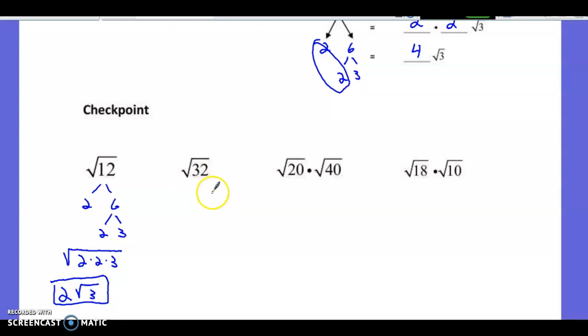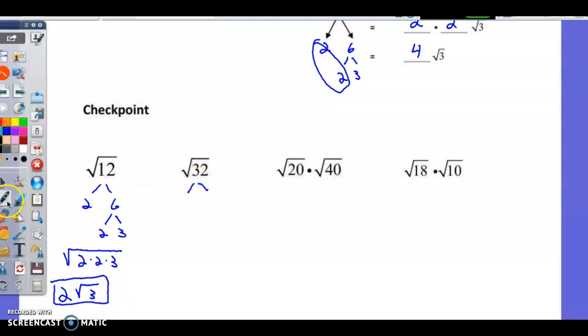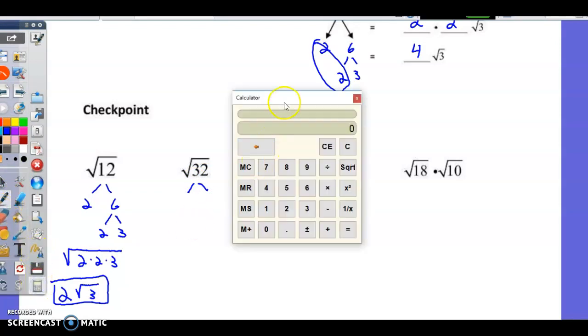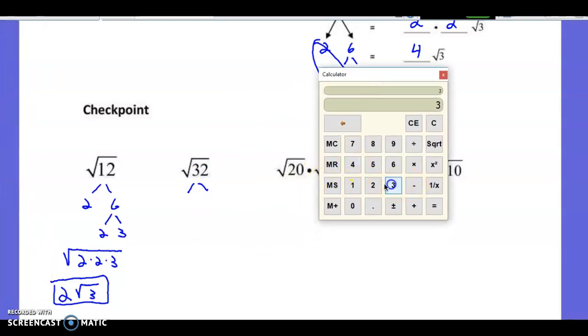All right, so now we're going to break down 32. So 32 we can divide. Remember, even numbers we can divide by 2. So I'm going to break out the calculator and just go through this a long way. So 32 divided by 2, that gives us 16.